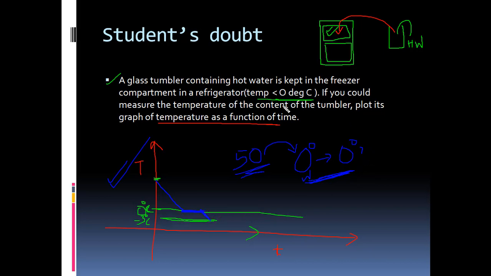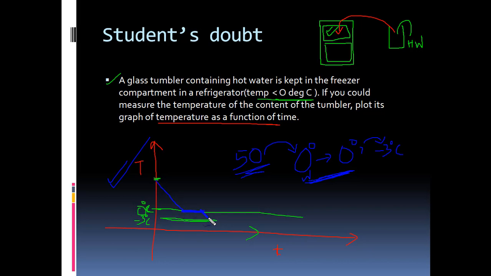Now, as the temperature of the refrigerator is less than 0 degree centigrade, its value will reduce again to a certain negative value. So we have considered here that the negative value is -3. From 0 degree centigrade to -3 degree centigrade, its value will decrease. So this is the graph.